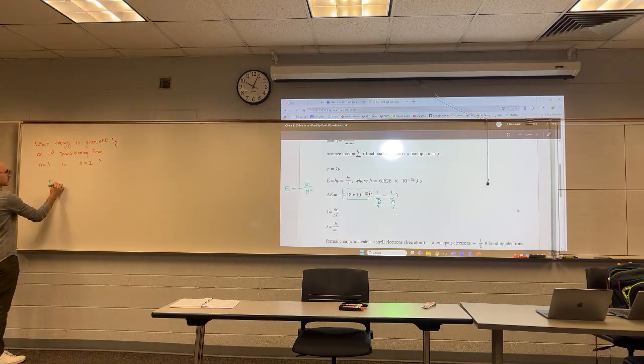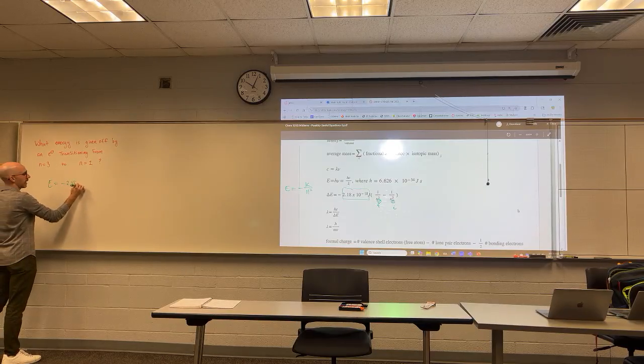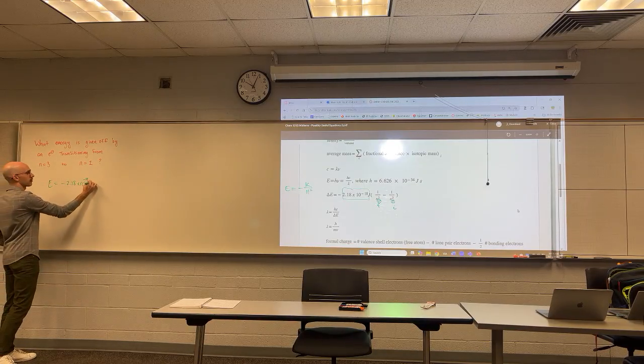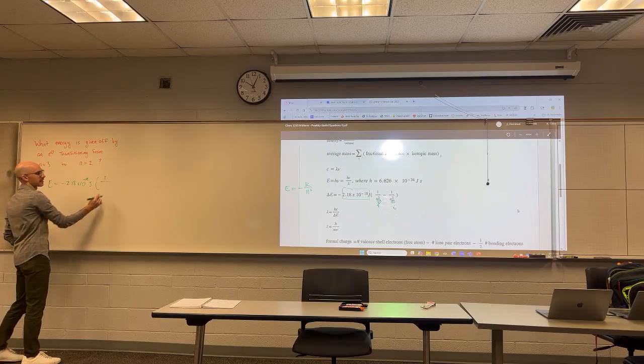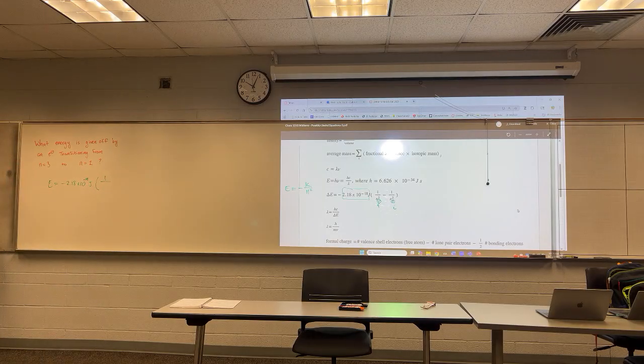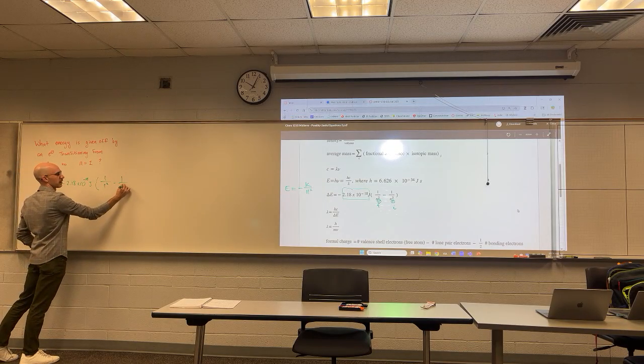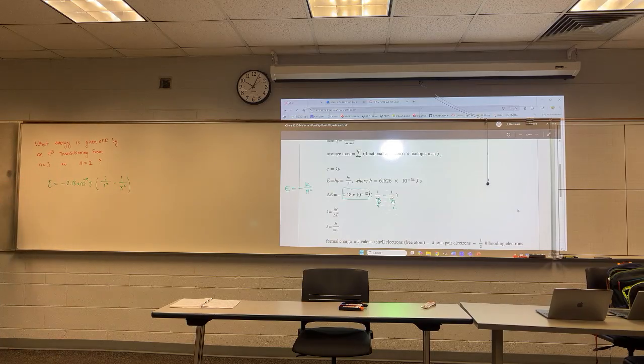So E equals negative 2.18 times 10 to the negative 18th joules times 1 over what squared? Good. I'm ending at 1, so 1 squared. Minus 1 over 3 squared. I'm starting at 3.